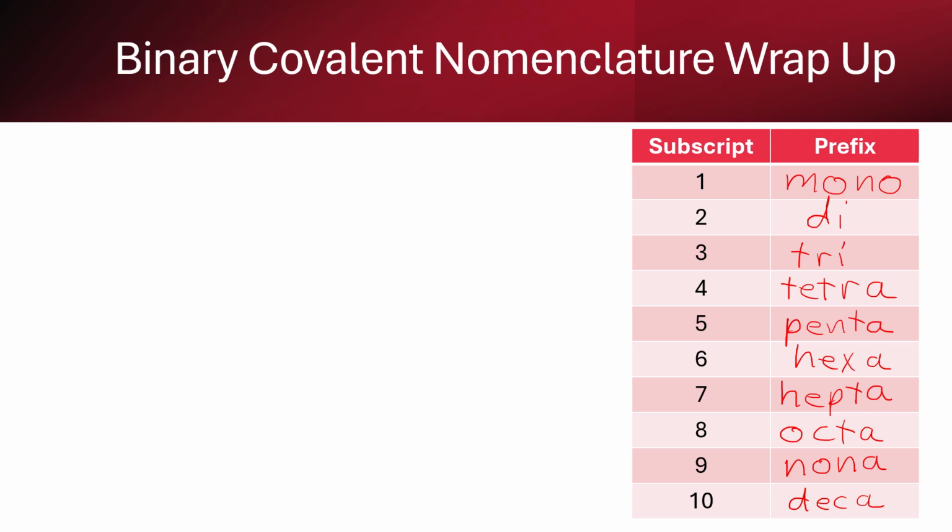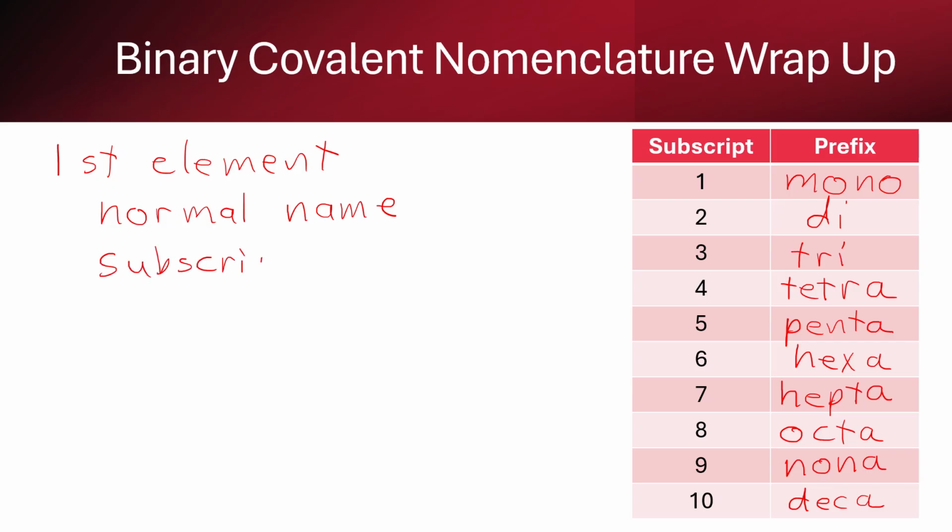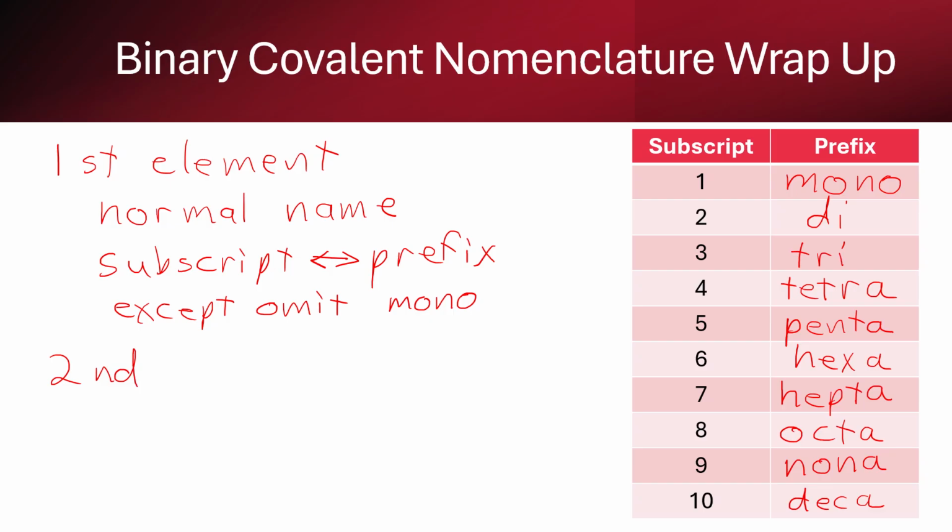If we're going to tackle the first element in the compound for writing its name, we're going to use the normal name. We don't make any changes to the element name, and the subscript corresponds to the prefix, except we omit mono. We do not use the mono prefix if there is only one atom of the first element.